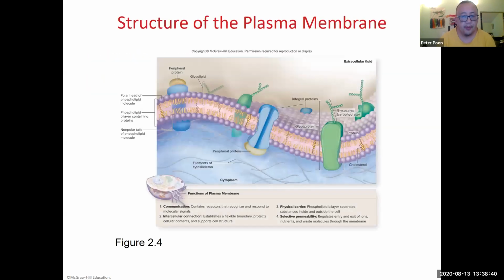So here is the plasma membrane. We describe the plasma membrane as a fluid mosaic. It moves. These things are not locked in. They actually move. These little balls here actually float past one another, and so do the proteins.